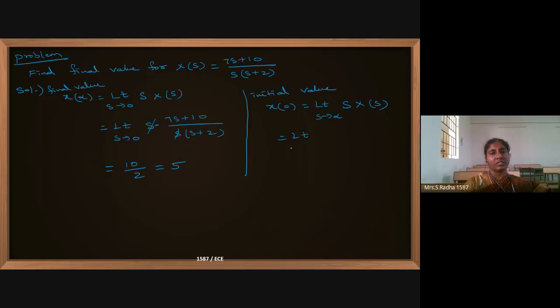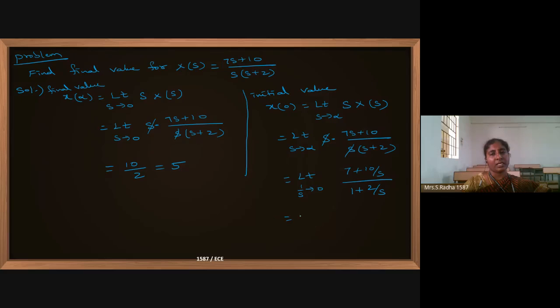If you take s approaches infinity, s into, in the given question they are giving (7s plus 10) by (s into s plus 2). This s and s will get cancelled. Here how I can proceed is limit 1 by s approaches 0. If s approaches infinity, 1 by s approaches 0. Divide numerator and denominator with s. It will become 7 plus 10 by s in the numerator, and the denominator is 1 plus 2 by s.